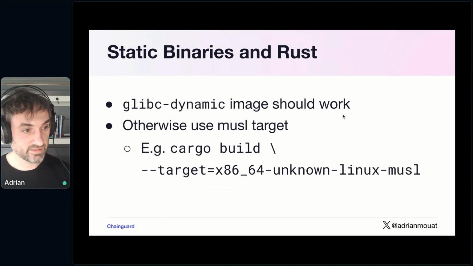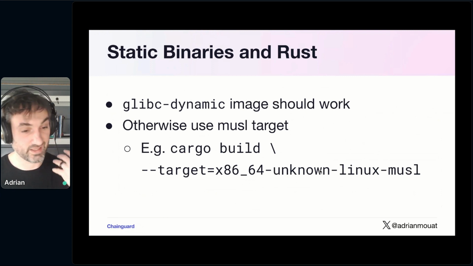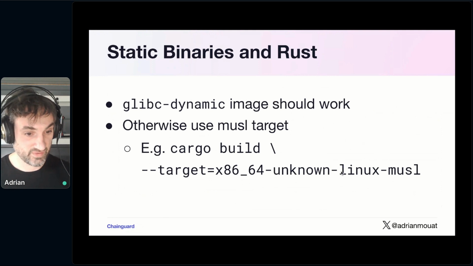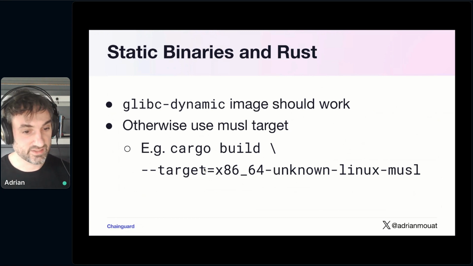If you use Rust, I think you'll get away with using a glibc-dynamic image, just to copy your Rust binary in. Do test that and let me know if it works. But if you can't do that, you can use this musl target. And basically that will create a completely static binary with the musl library compiled in. To do that, you're going to do something like cargo build --target, and then your target will end in something like linux-musl.